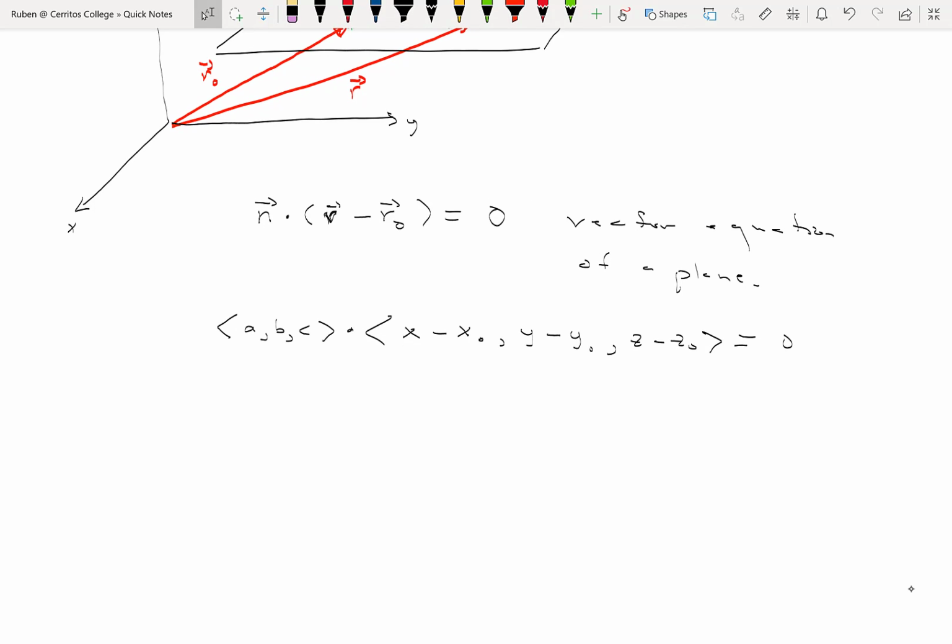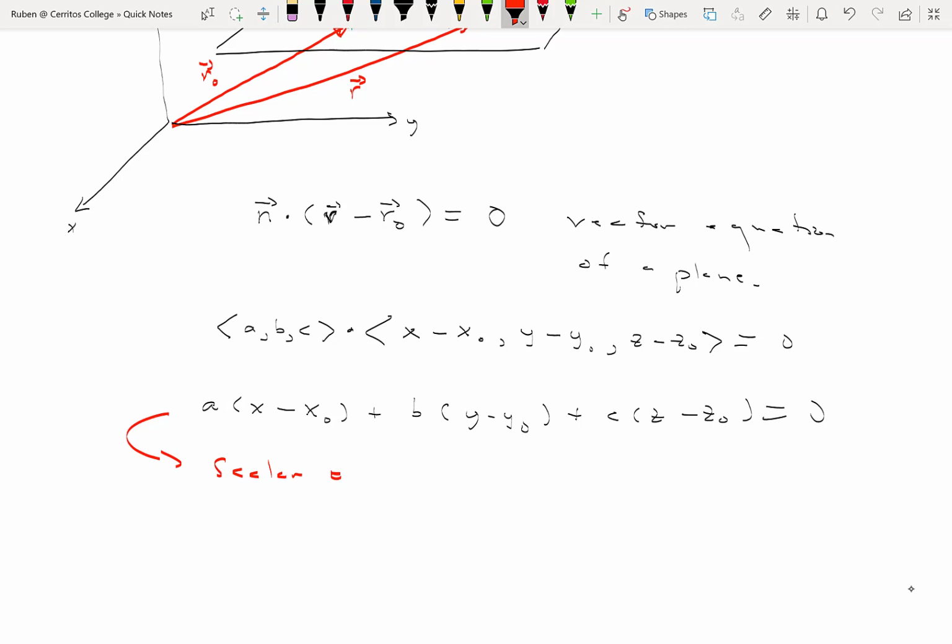Let's take that dot product. Let's find that actual dot product. We get A times x minus x naught, plus B times y minus y naught, plus C times z minus z naught. And this is a very popular form of the equation of a plane. This is the scalar equation of a plane.